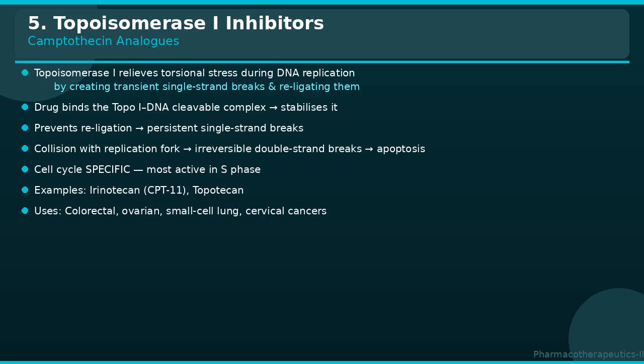When the advancing replication fork collides with this trapped complex, the single-strand break is converted into an irreversible double-strand break, triggering apoptosis. These agents are cell cycle specific, most active during the S phase. Irinotecan is widely used in colorectal cancer, while topotecan is used in ovarian and small cell lung cancer. The hallmark side effect of irinotecan is severe diarrhea, along with myelosuppression and nausea.